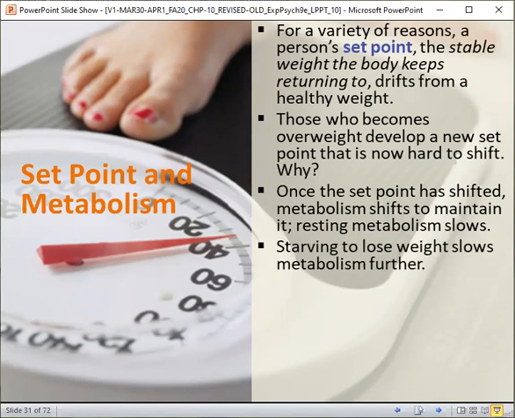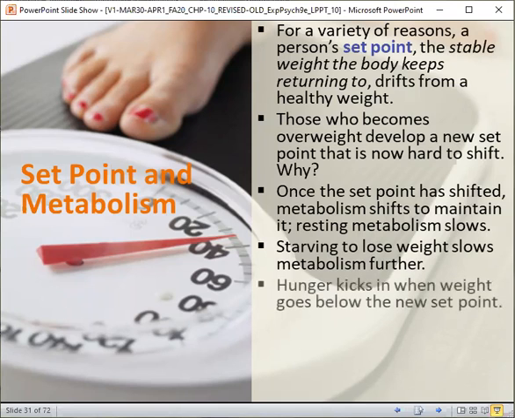Starving to lose weight slows metabolism even further. So if you start to starve yourself, not eating, the body says, this is wrong, this is going to make us lose some weight, we don't want that. So they turn the metabolism down even more. So that donut that you ate stays with you longer and longer so it can turn into some fat cells. Hunger kicks in when weight goes below the new set point. Up, it's below the set point now. Let's make this person really hungry.